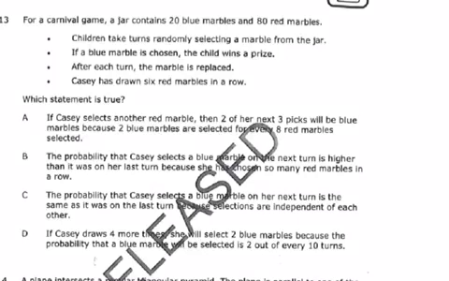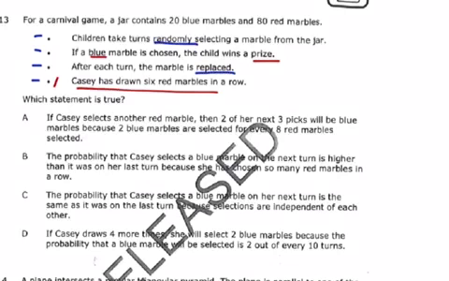All right, number 13. For a carnival game, a jar contains 20 blue marbles and 80 red marbles. And we're listed with 4 different conditions, and we need to find which statement is true. It tells us they're randomly selected, they are replaced, and they get a prize if it's blue. And Casey has drawn 6 red marbles in a row.